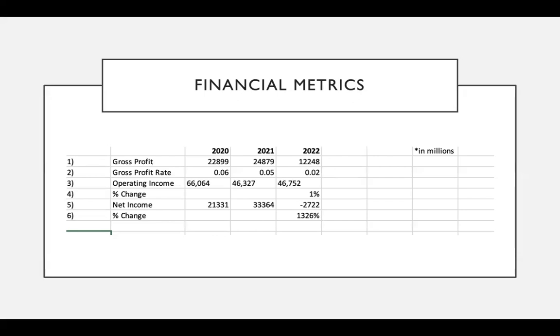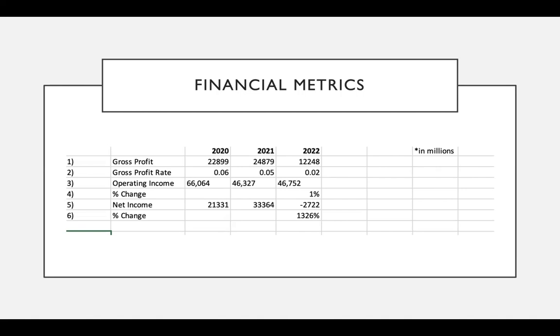But look at the operating income. In 2020, they were operating with 66,064. But in 2021, they dropped all the way to 46,327. However, one interesting thing to note is that the operating income actually grew in 2022. They jumped to 46,752. That's a 1% increase from 2021. So that number is actually trending in the right direction.